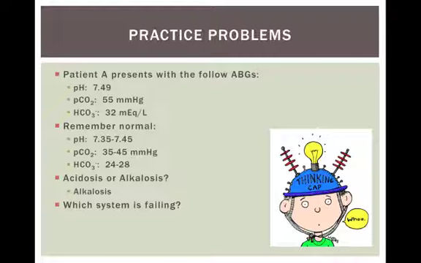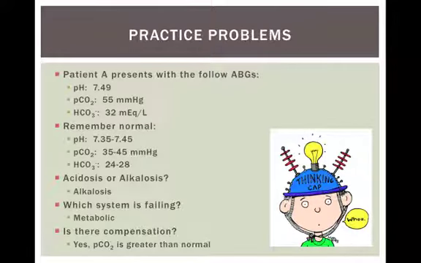Their bicarb is 32, which is higher than normal limits. So would you expect that patient who has a high bicarb to be alkalotic? I think you would. So their metabolic alkalosis is their compensation. Well, that PCO2 is high, so it's trying to increase the acid to make up for that increased base. So yes, it is compensated. So this patient is in metabolic alkalosis with partial compensation.